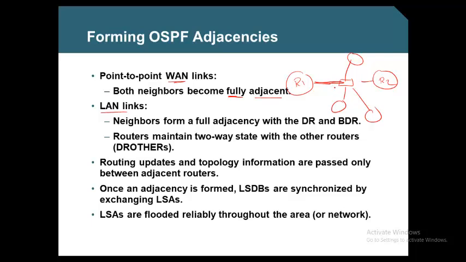Neighbor form full adjacency with DR and BDR. The router maintains two-way state with other routers. Wonderful. This is what happens when you have a LAN link. Router 1, router 2, router 3, router 4, router 5. If you have 5 routers like this, these 5 are not going to form full adjacency.